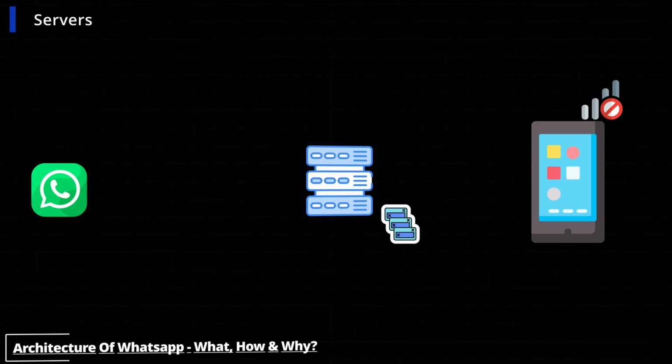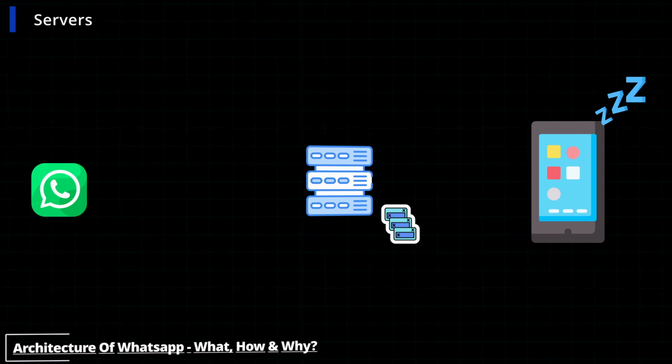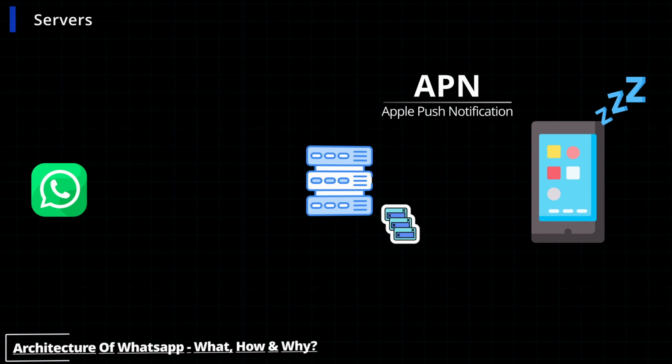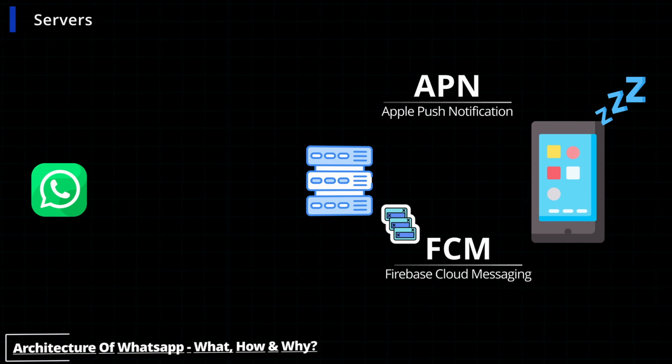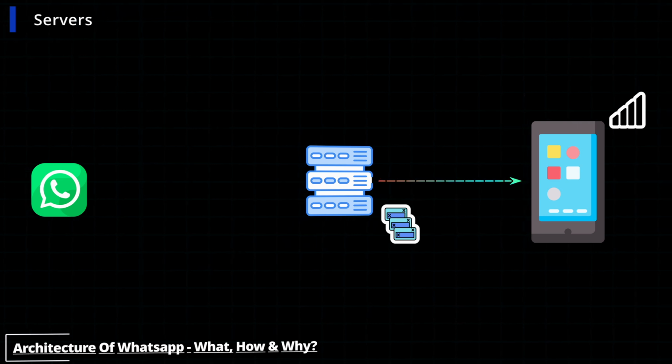Now, later suppose your friend's phone is asleep or the app is closed, and therefore the app can't sync up with the server automatically. So the server sends a push notification via APN, that is Apple Push Notification Service for iPhones, or FCM, that is Firebase Cloud Messaging for Android devices. The push notification simply wakes up the app, allowing the device to reconnect and fetch the waiting message from the server. This way, the message gets delivered as soon as your friend is back online.